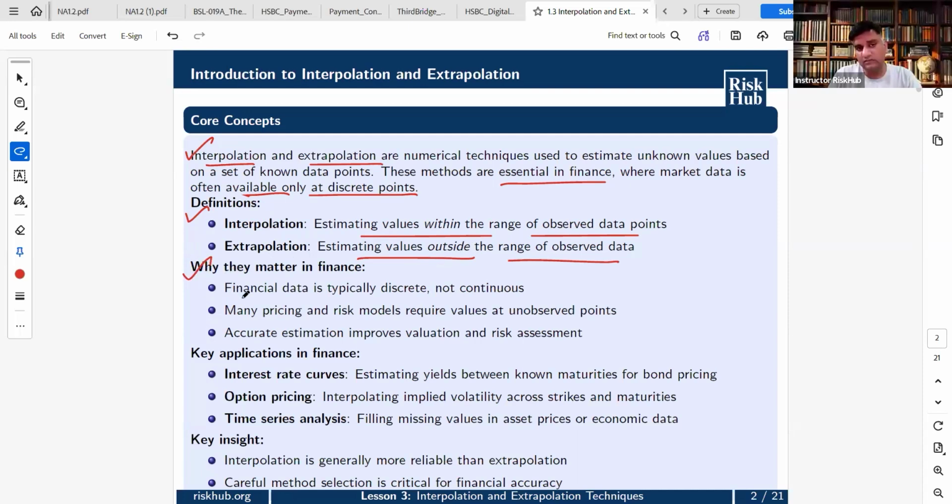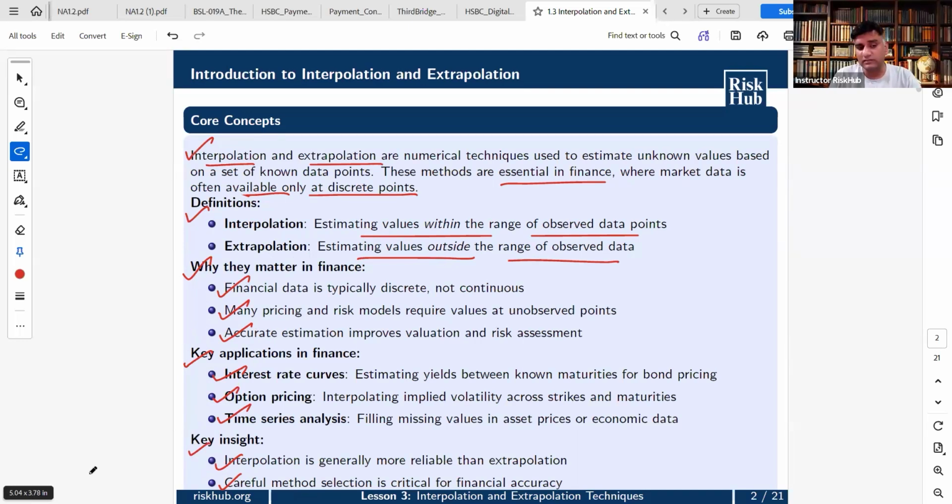Why do they matter in finance? Financial data is typically discrete, not continuous. Many pricing and risk models require values at unobserved points. Accurate estimation improves valuation and risk assessment. Key applications in finance are interest rate curves, option pricing, and time series analysis. The key insight is that interpolation is generally more reliable than extrapolation. Careful method selection is critical for financial accuracy.